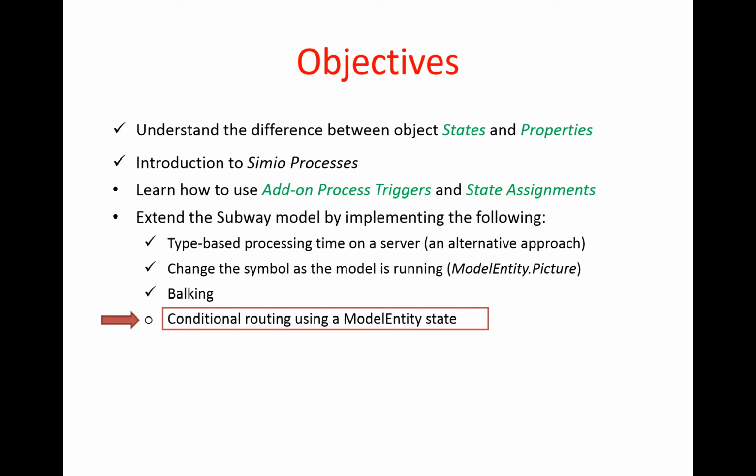So if you would like to learn more about conditional routing or other types of routing, you can refer to that module. However, in this video we're just interested to see how we can use a model entity state variable to do conditional routing and how we can implement this in Simio. So I think with this brief introduction, we're ready to go ahead and start talking about our system here.